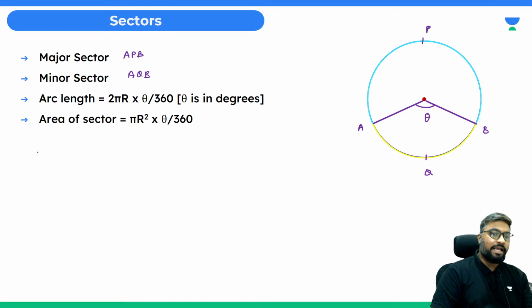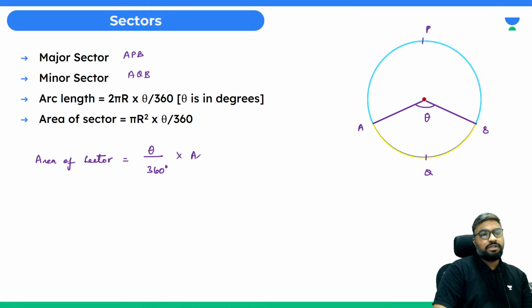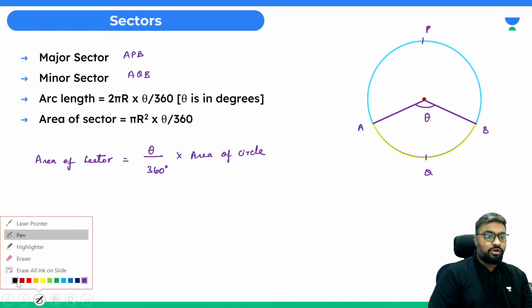Yes, so area of a sector is basically going to be what? Theta by 360 into area of the circle. Okay, थीटा बाई 360 इंटू एरिया ऑफ द सर्कल. जो भी थीटा, अगर इसको आप थीटा ले रहे हो तो ठीक है, या इसको आप थीटा ले रहे हो तो उसका एरिया आ जाएगा.